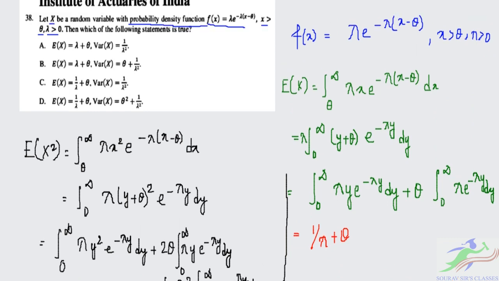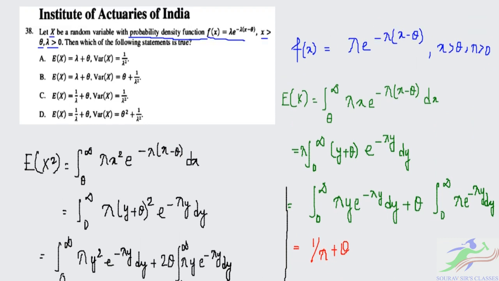So the correct option for this question number 38 is option C: theta plus 1 by lambda is the mean, and the variance is 1 by lambda square. So that is option C.